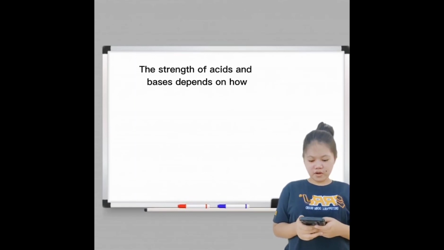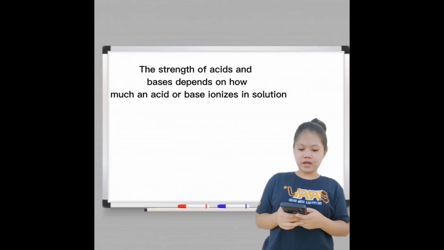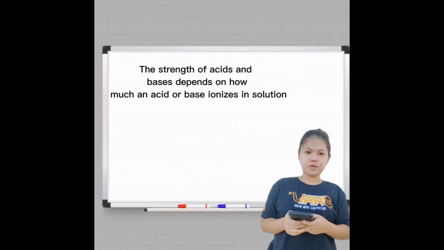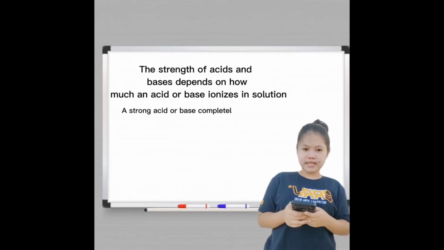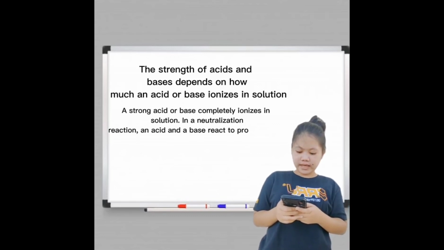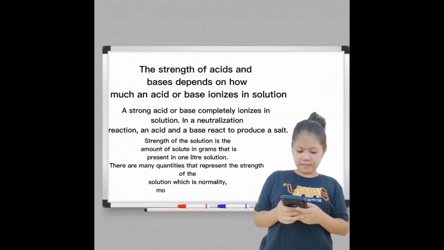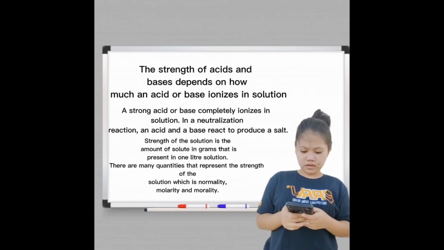The strength of acids and bases depends on how much an acid or base is ionized in solution. A strong acid or base is completely ionized in solution. In a neutralization reaction, an acid and a base react to produce a salt.